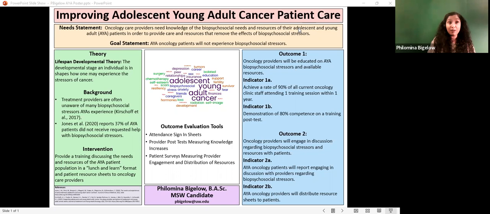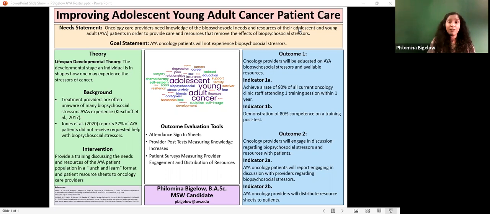So the need statement for my intervention is that oncology care providers need knowledge of the biopsychosocial needs and resources of their adolescent and young adult patients in order to provide care and resources that remove the effects of biopsychosocial stressors. The goal statement for my intervention is that AYA oncology patients will not experience biopsychosocial stressors. My intervention could be completed at any major hospital that has an oncology clinic and an oncology social worker.